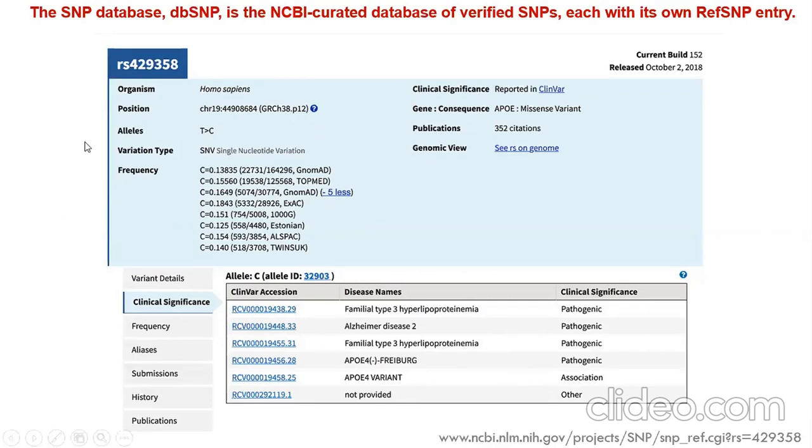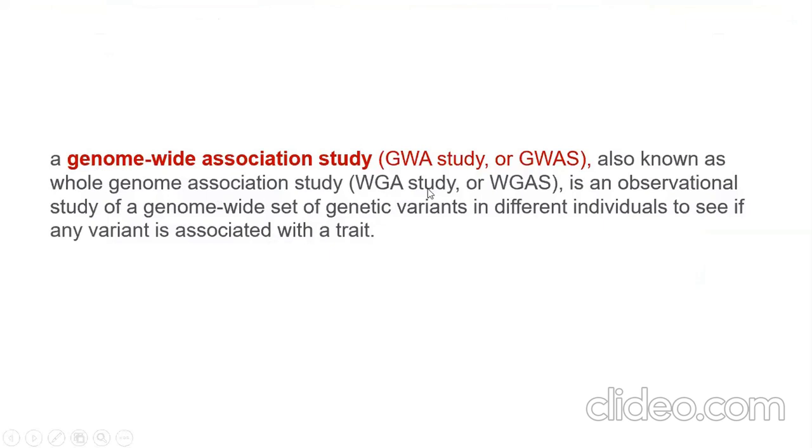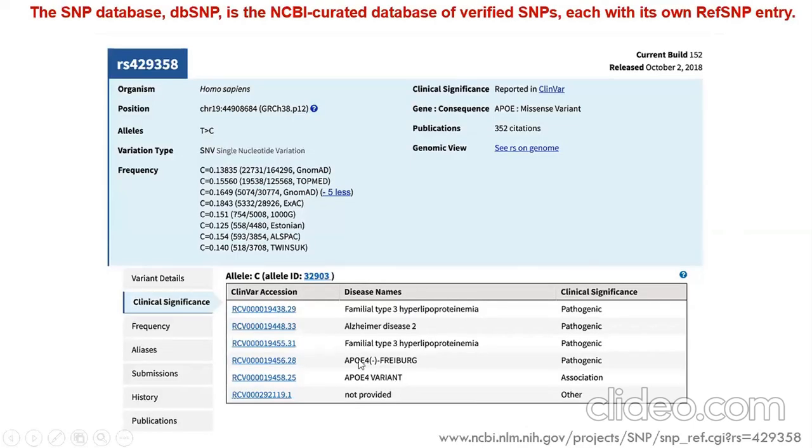So then the study started looking at a genome-wide association study, called a GWA study. It is also known as a whole genome association study. It is an observational study of a genome-wide set of genetic variants in different individuals to see if any variant is associated with a trait. Trait means any disease condition. This is a variant of this same SNP that is associated with the disease. Maybe pathogenicity is not yet established for a given variant of this SNP.